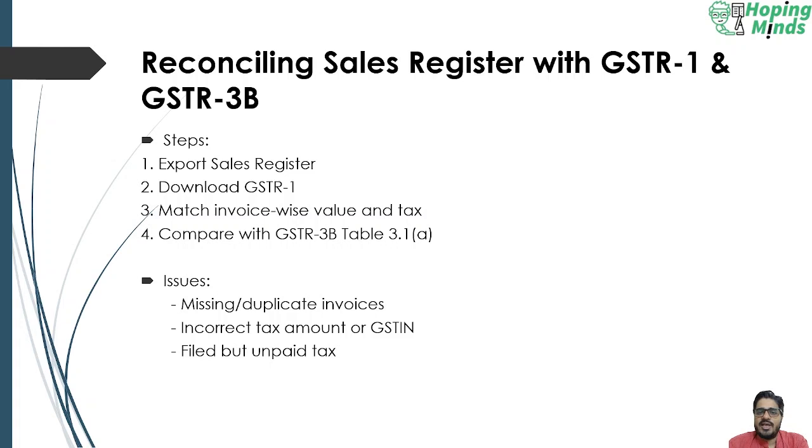So if differences are observed, then we can use the GSTR1 amendment feature in the subsequent period return to rectify any error or any mismatches, and adjust the tax liability in the GSTR3B if it has not been paid yet.